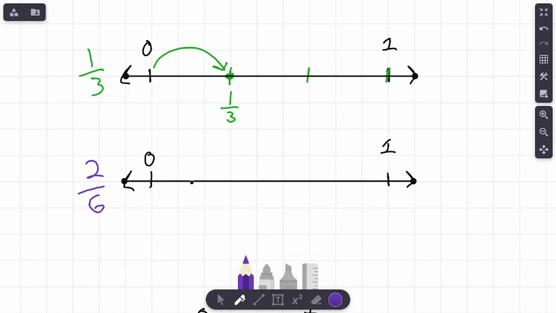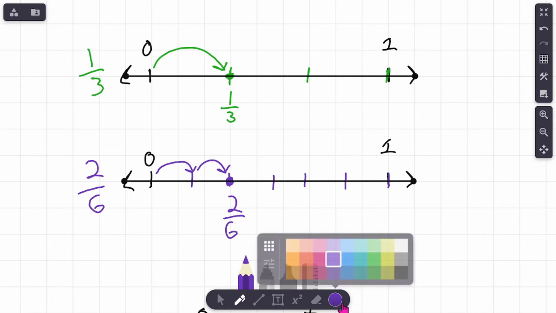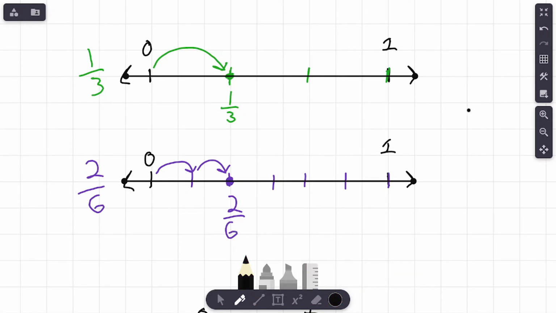All right, let's try 2/6. So 2/6 is going to be 1 right here, 2, 3, 4, 5, and 6. So we've got 6 sections. 1, 2, 3, 4, 5, 6. Got to make sure I don't make a mistake there. There we go. So there is 2/6 right here. I will write it underneath this fraction. So what are y'all noticing on this problem?